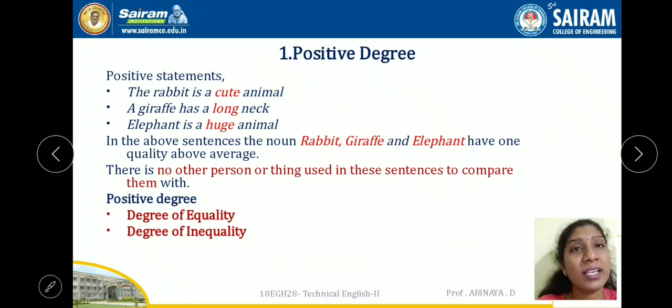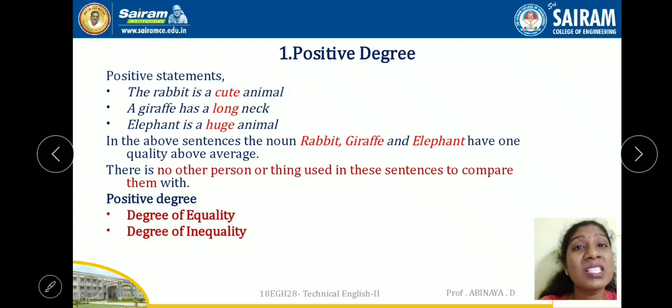Positive statements like the rabbit is a cute animal, a giraffe has a long neck, an elephant is a huge animal. So all these sentences have some adjectives like cute, long, huge, that qualify the nouns the rabbit, giraffe, elephant respectively. These qualities are not compared. These are the exclusive qualities that the particular animal has, right? We are not comparing these qualities with any other. So it is a normal positive statement, that's it, with these adjectives.